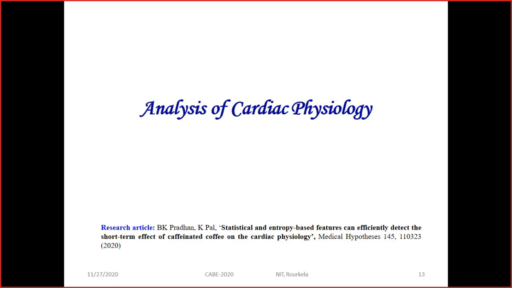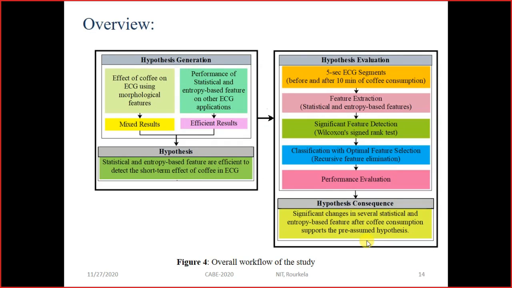Then coming to the analysis of cardiac physiology. This part I will be teaching because this paper was published in the Medical Hypothesis Journal. So what is his hypothesis? His hypothesis was that the effect of coffee on ECG using morphological features has given mixed results. The second is that the performance of statistical and entropy based features on other ECG applications has shown very good results. So his hypothesis was that if we mix these two components, then we may get a better classification accuracy.